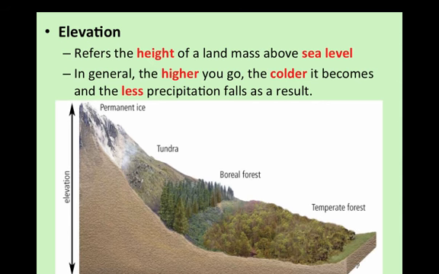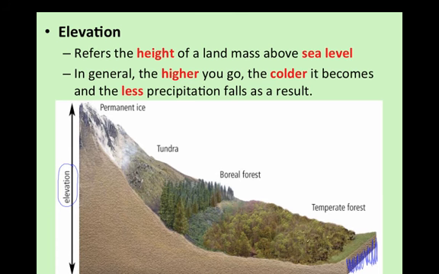Now, this refers to the height of a land mass above sea level. So in this diagram here, we're looking at sea level. Here would be the sea that I'm shading in blue so that you can see that this is where the sea would be. And you can see on this side of the diagram that elevation is talking about the distance above sea level. So in general, the reason why we talk about this is because the higher that you go, the cooler it is and the less precipitation falls.